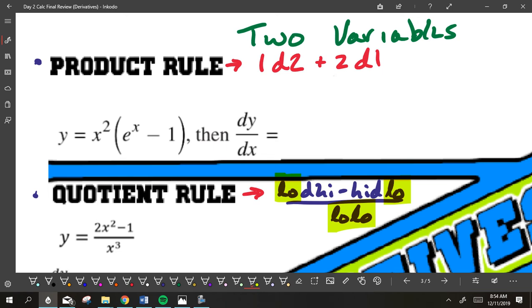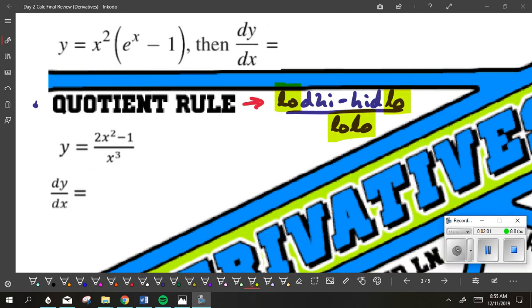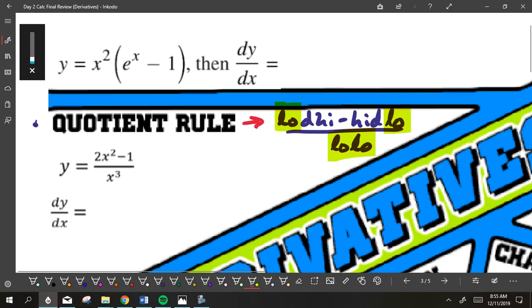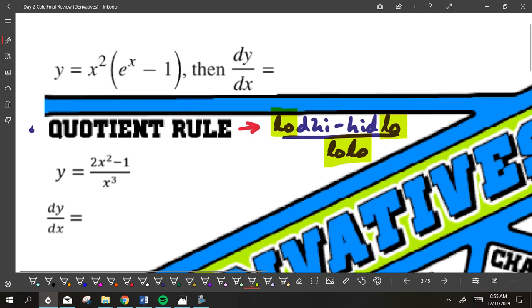Do those two. See what you can do. Use product rule on the top, quotient rule on the bottom. See what you got. Let's go here. Top one, we're doing product rule. Jordan, talk me through product rule. What'd you get?